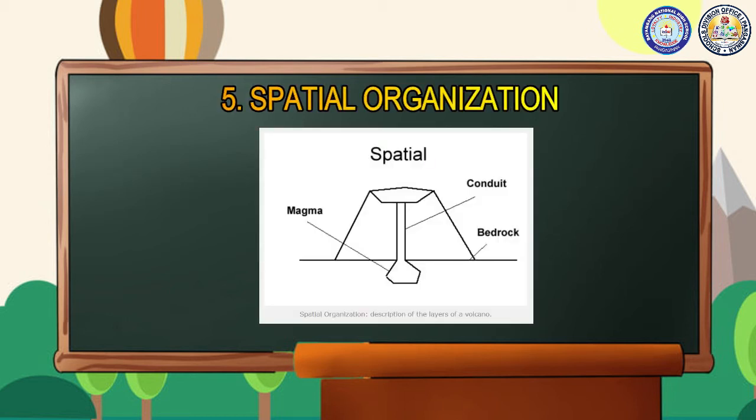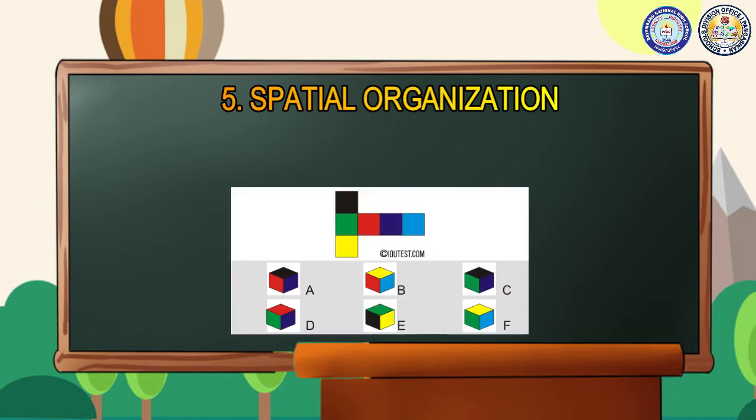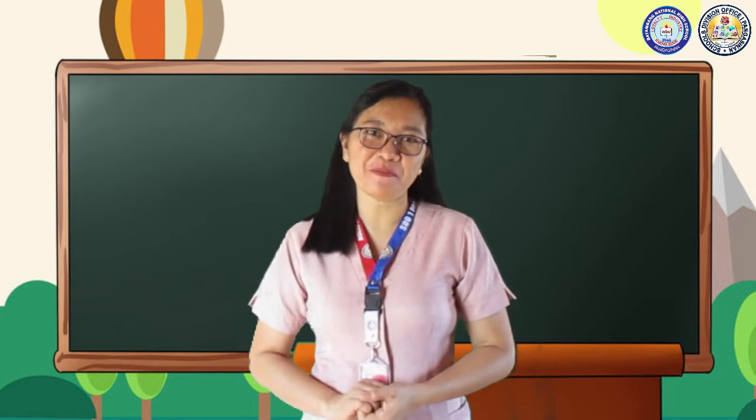Spatial organization is when information in a passage is organized in order of space or location. It may also be called descriptive writing, and it is most frequently used when the narrator describes how something looks. Some signal words that might indicate that the writer or speaker is following the spatial pattern of organization include a wide sweeping array of prepositions like next to, behind, across from, below that, above that, to the right of, and so forth.